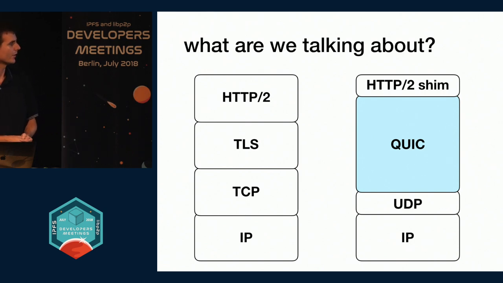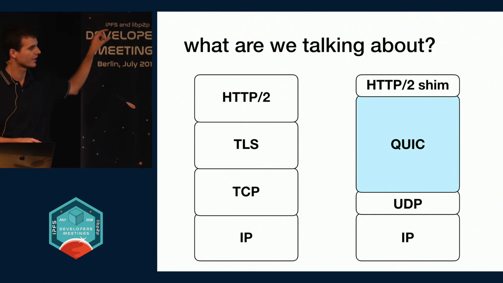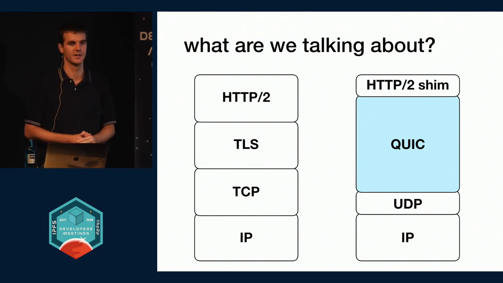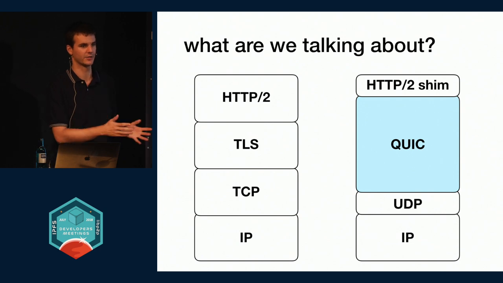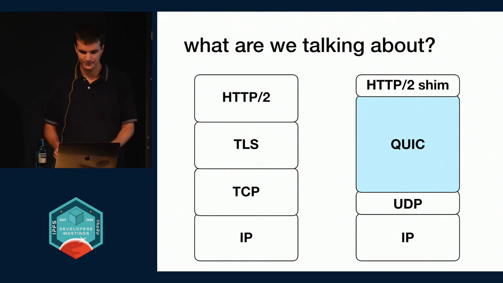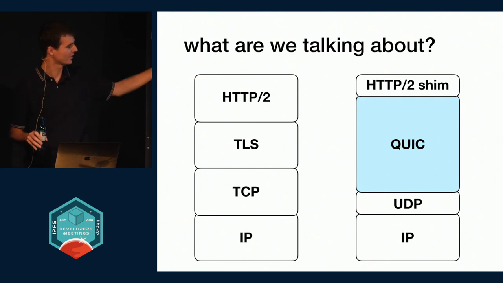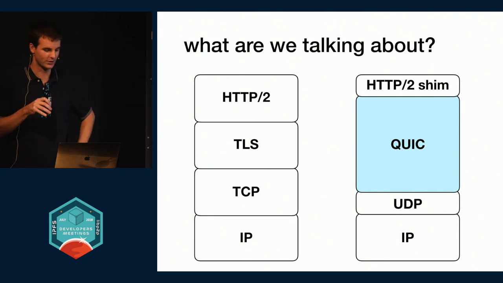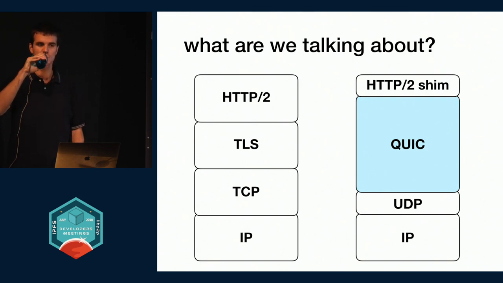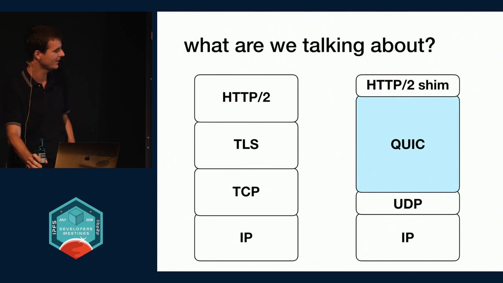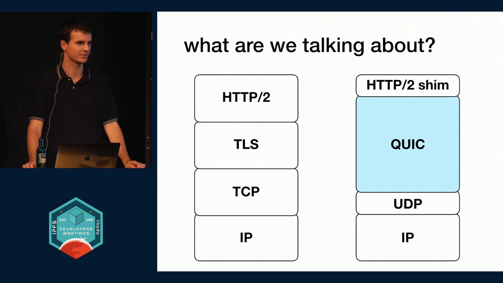So when you run Chrome, or when you run HTTP over QUIC, it's just a small shim layer which maps HTTP semantics onto QUIC streams that's needed. So why would we do that? The thing over TCP works fine, doesn't it? Well, it kind of does, but there are a bunch of problems that you can't solve with TCP. And that's the reason why people invented QUIC.